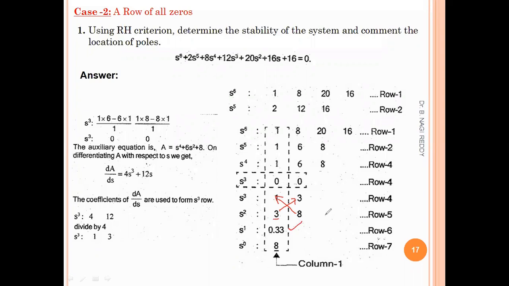So, for these two rows, there are no coefficients here, so we won't get any coefficient for S power 1. And for the last value, which is S power 0, we have to calculate 0.33 into 8 minus, here no coefficient is there, which means 0 into 3, right? So 0 into 3 means 0. So here we will get 0.33 into 8 by again 0.33. So 0.33 and 0.33 will get cancelled. So we will get 8.